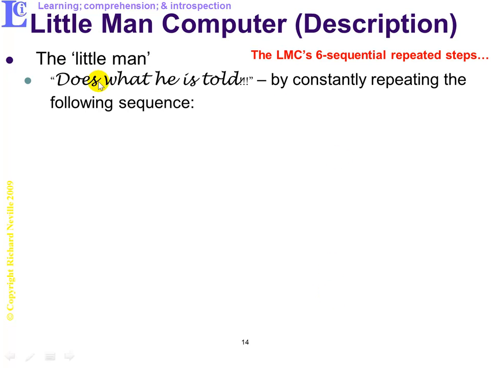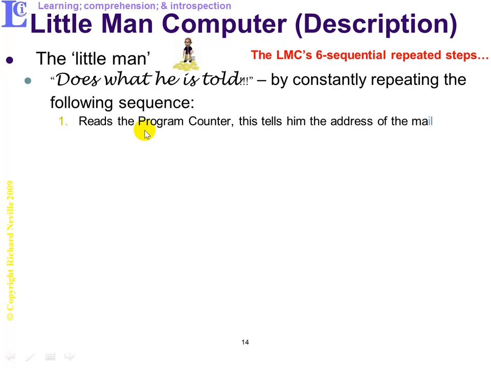So what does this little man do in the little man computer? Well, he follows these 6 steps. In a short while we'll show you that he repeats them in a subsequence of 3, but we'll just talk about the overall 6 steps first. And he always does this. He constantly, for his whole time, repeats these steps. Let's follow what he does then.